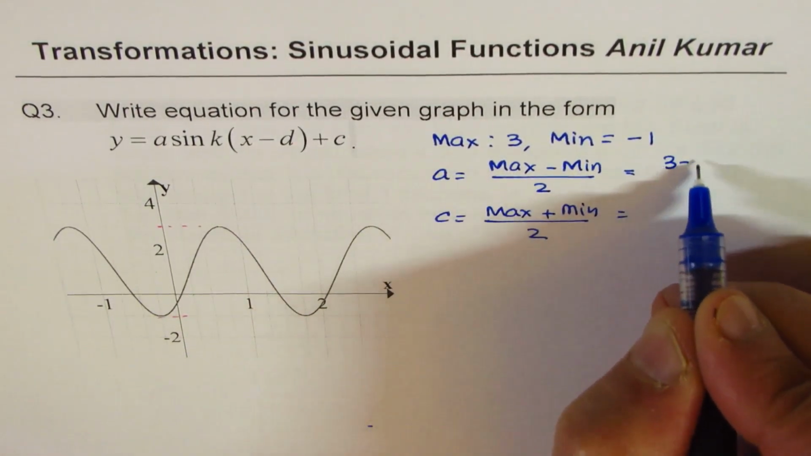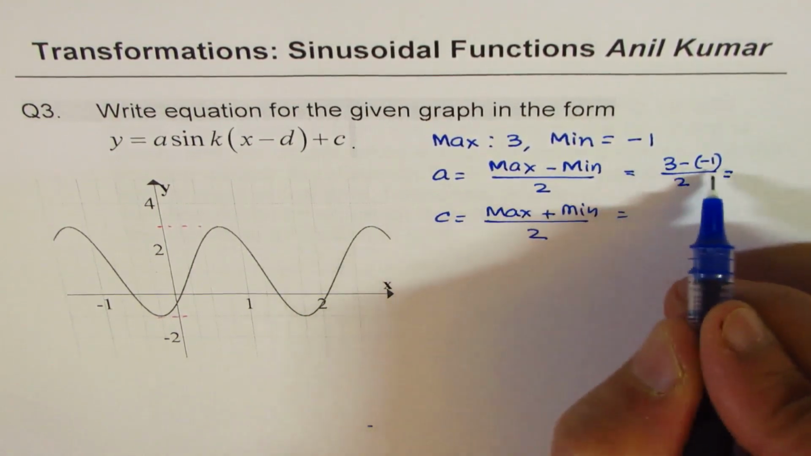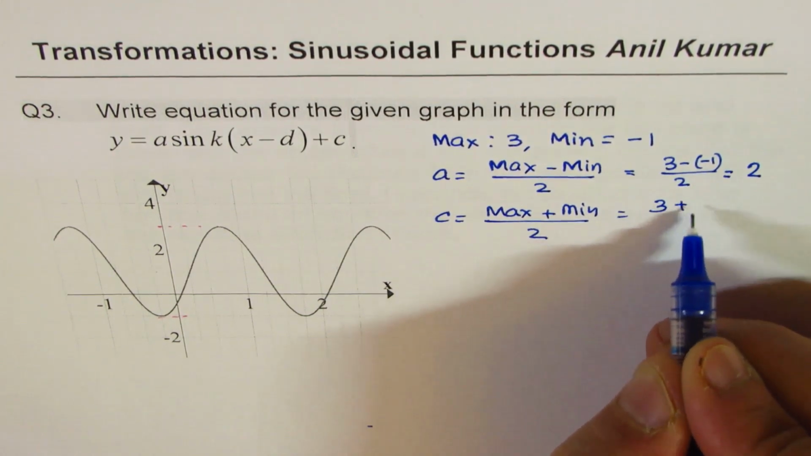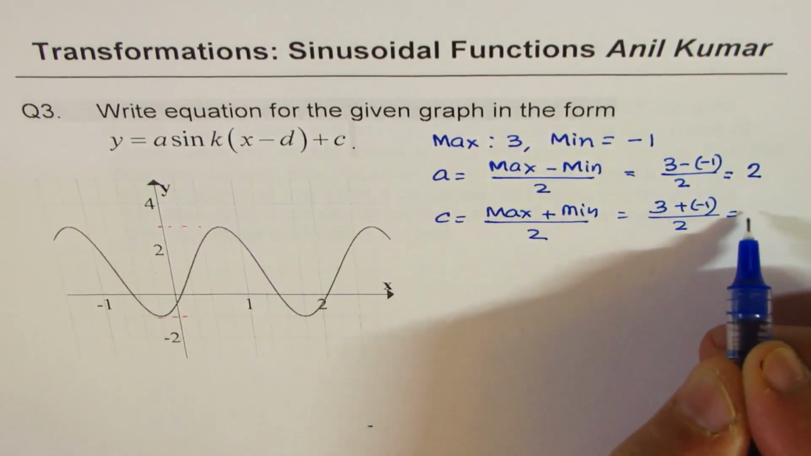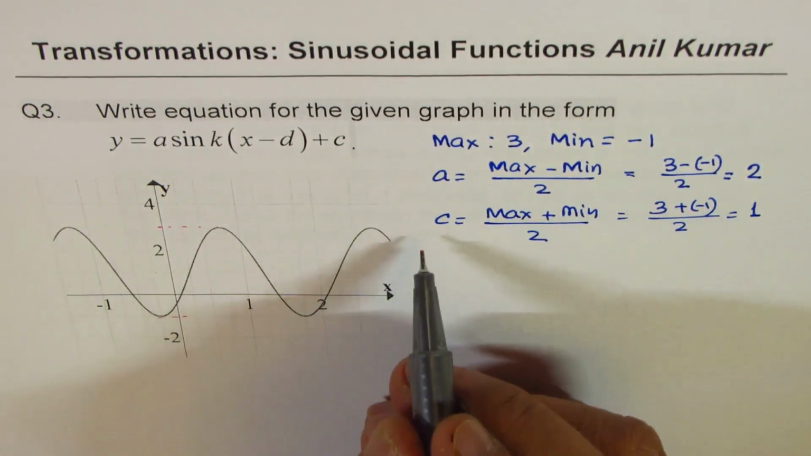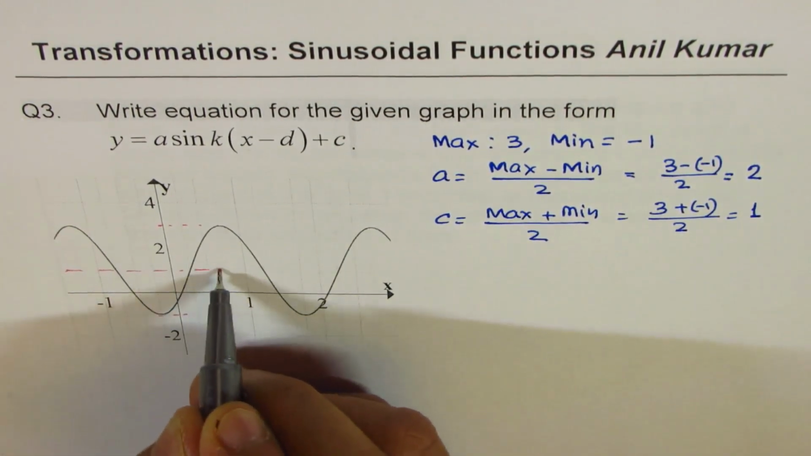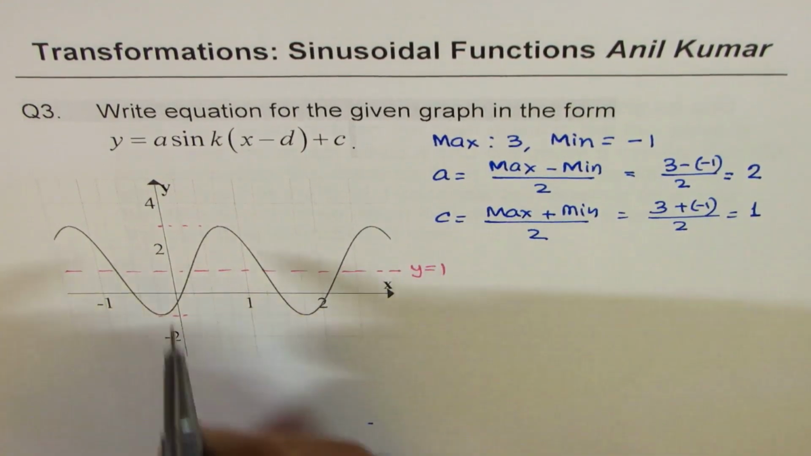Let's substitute these values. 3 minus -1, divided by 2, which means 4 over 2, which is 2. And here it will be 3 plus -1, divided by 2, which is 2 divided by 2, and that is 1. So once you get these values, it is a good practice to sketch it, right? C is this value for us. C is this value, so y equals 1.